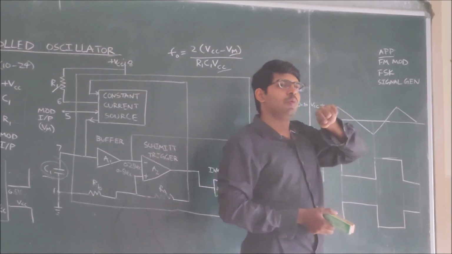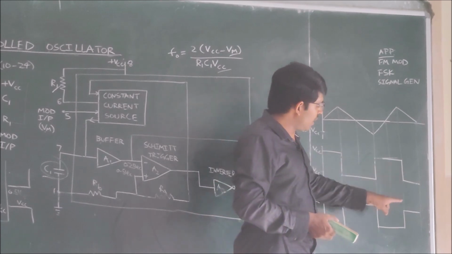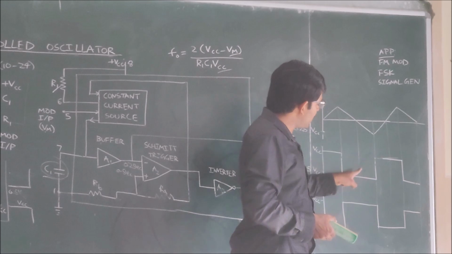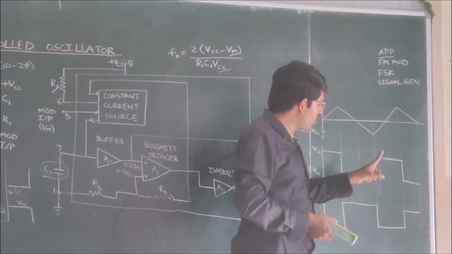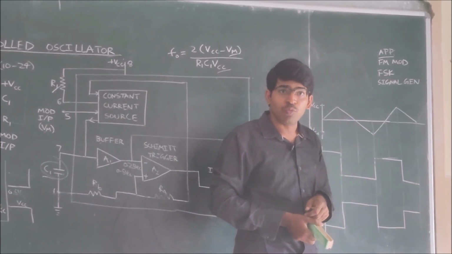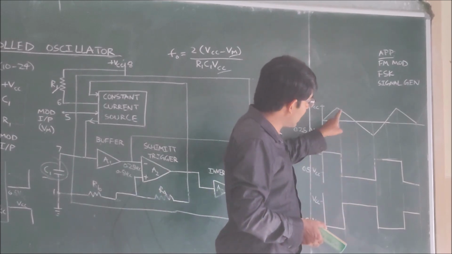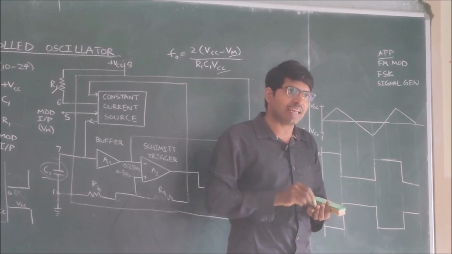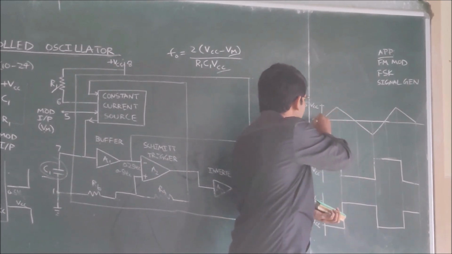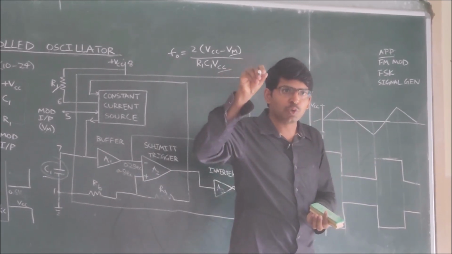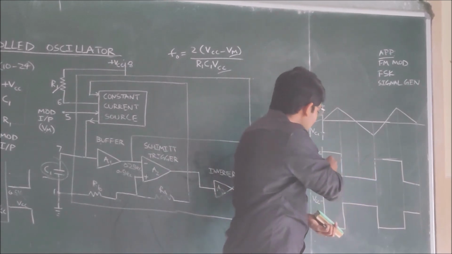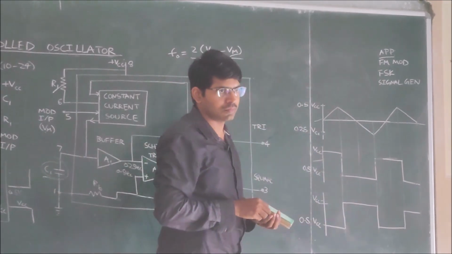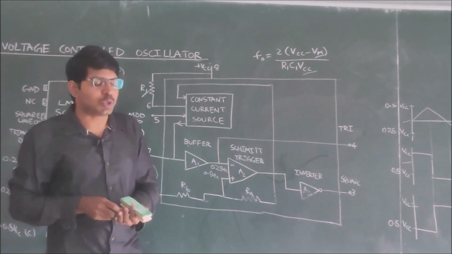When the Schmitt trigger output is high, the inverter output will be low. When the Schmitt trigger output is low, the inverter output will be high. We are generating triangular wave and square waves. The capacitor is directly giving the triangular wave. By using the Schmitt trigger, we are getting the square wave, and the same thing we are getting at the inverter. Where do we use this circuit?